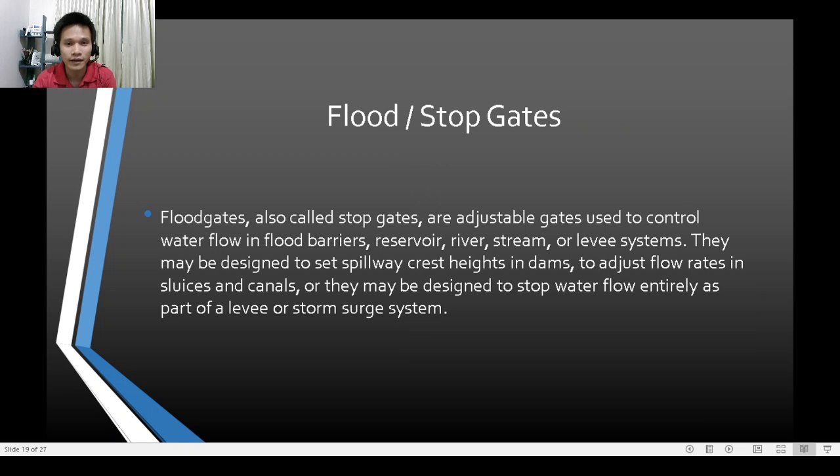So sa right side naman is V-notch weir or sipility weir nga makita niyo gamay gid ang mugawas niya nga tubig. So flood or stop gates. Floodgates, also called stop gates, are adjustable gates used to control water flow in flood barriers, reservoir, rivers, stream, or levee systems. They may be designed to set spillway crest high in dams, to adjust flow rates in sluices and canals, or they may be designed to stop water flow entirely as part of a levee or storm surge system.